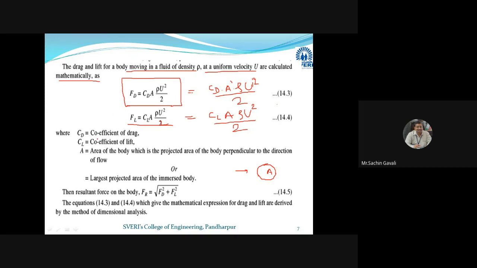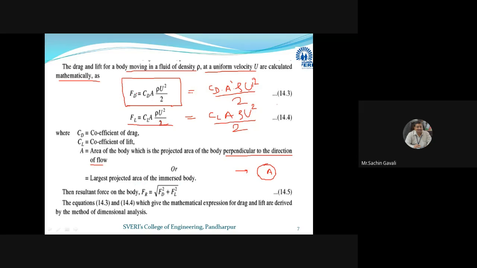So CD is coefficient of drag, CL coefficient of lift, and A is what? Area of the body, which is projected area of the body perpendicular to direction of flow, or largest projected area of the body.